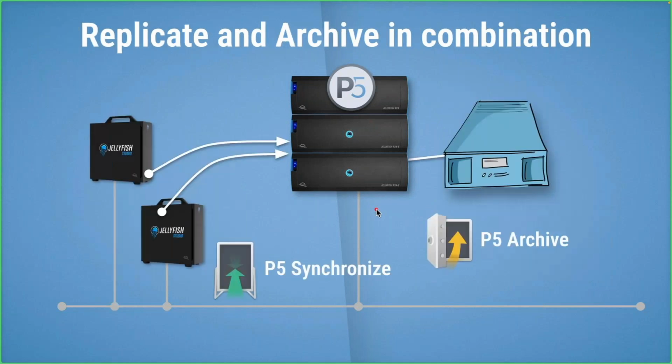And then finally, maybe you want to do both things. So maybe you want to do that replication from the small guys to the big guy in the middle, and then from there archive and probably back that up to LTO as well.